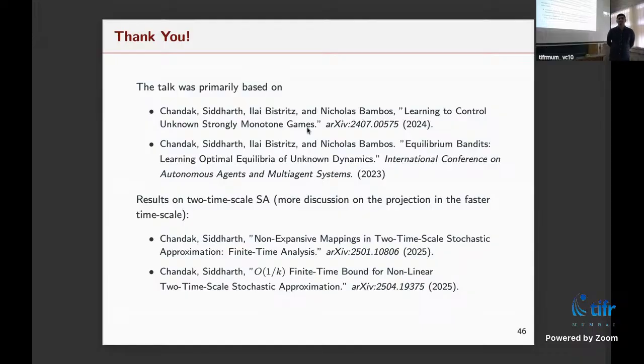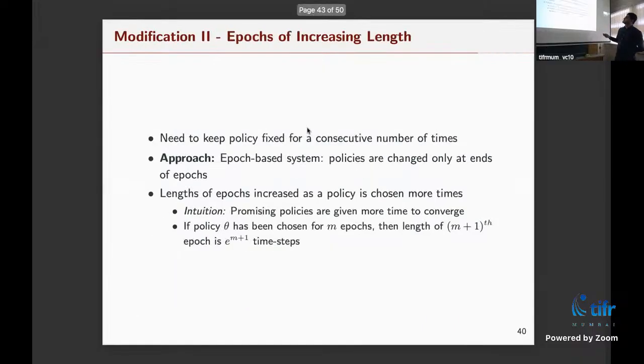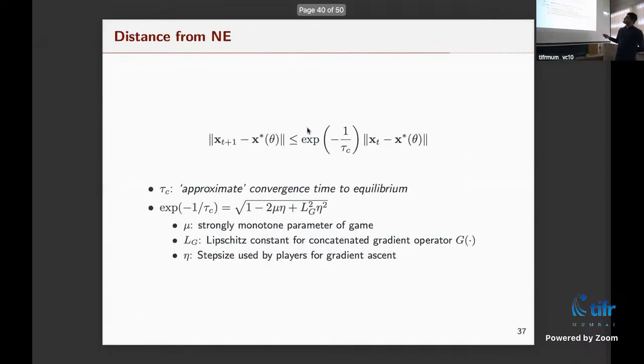So this tau C, basically certain things are assumed to be contractive. LG is the Lipschitz constant for the gradient operator. mu eta should be bigger than LG squared eta squared, something. Yes, so eta needs to be sufficiently small. Yeah, step size.